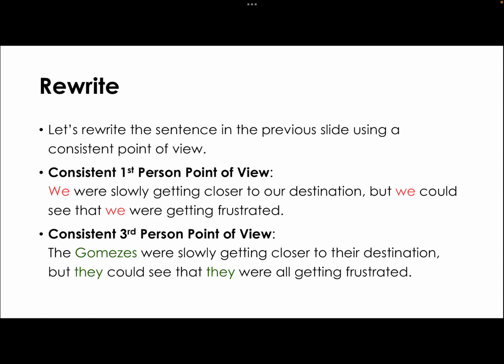The Gomezes, these are third person. We're slowly getting closer to their destination. Now we switch "we" into the Gomezes, the third person. So I changed "our destination" in the original sentence into "their destination" to match the point of view. But they could see that they were all getting frustrated. So choosing the person is related to the point of view of the writing.